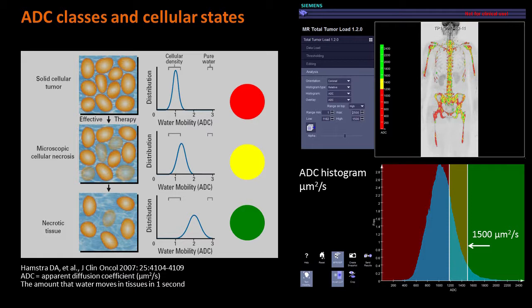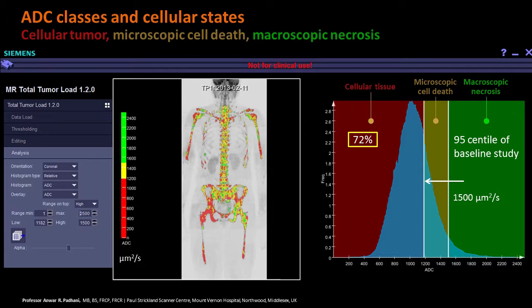ADC, the apparent diffusion coefficient, represents the amount that water moves in tissue in 1 second, measured in micrometers squared per second. These ADC classes are chosen to show the relative cellular states of the underlying tissues. So the red class is meant to show cellular areas, the yellow class is meant to show microscopic death, and the green class is meant to represent macroscopic necrosis.